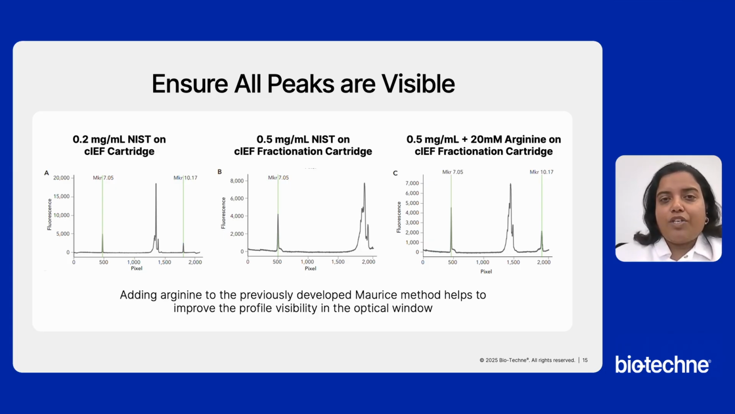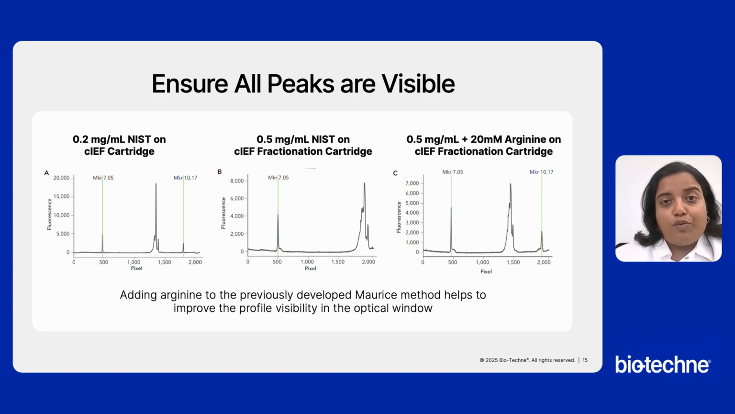Now, increase the arginine concentration if the basic pI marker is not visible. You can also adjust the arginine concentration as needed if the pH gradient formed within the capillary is suboptimal. Now, if we look at the figure, you can see the effect of adding an additional 20 millimolar arginine to the prepared sample for the MauriceFlex cIEF method.